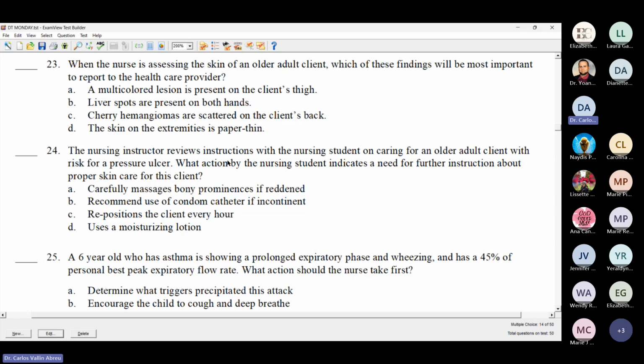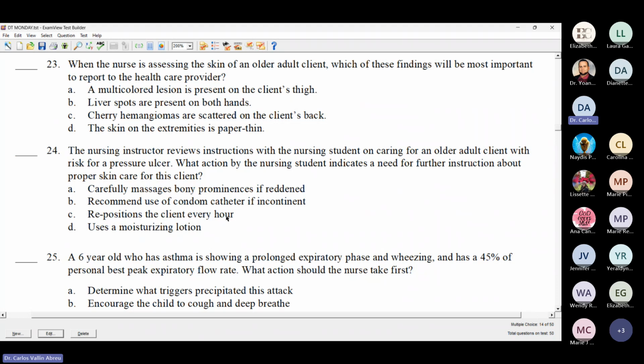The nursing instructor reviews instructions with the nursing student on caring for an older adult at risk for a pressure ulcer. What action by the nursing student indicates a need for further instruction about proper skin care for this client? Let's see. Carefully massage bony prominences if reddened. Never provide massage of the skin over a bony prominence. Recommend use of a condom catheter if incontinent. It is correct. A condom catheter is a non-invasive method for incontinence control in males. It's very useful and low risk.